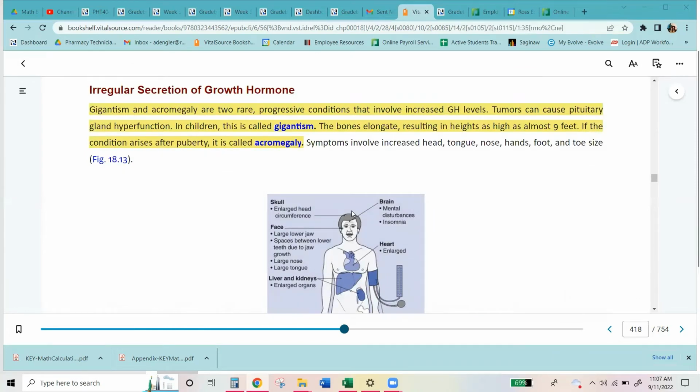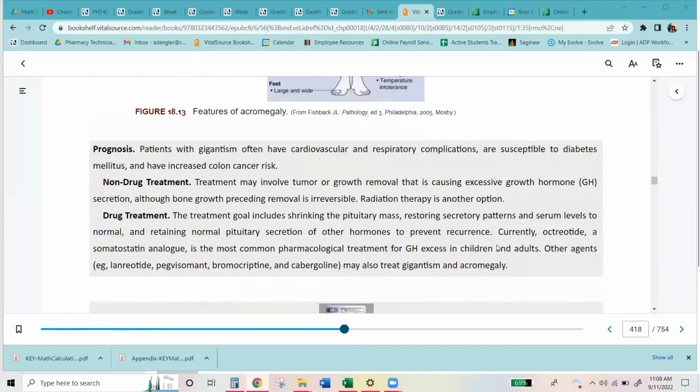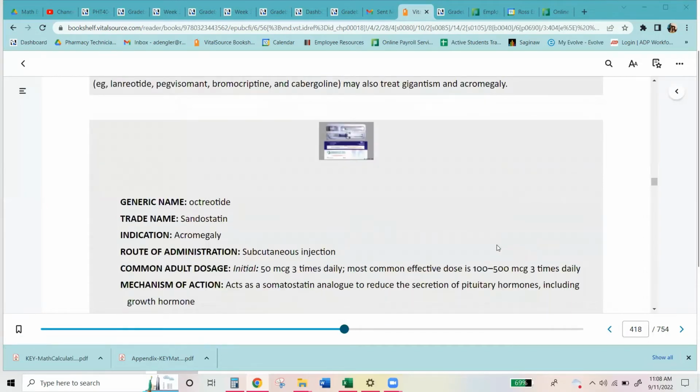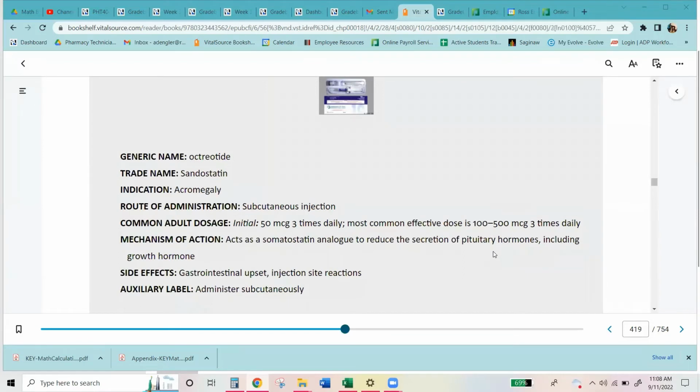Gigantism and acromegaly are two rare progressive conditions that involve increased GH levels. Tumors can cause pituitary gland hyperfunction. In children, this is called gigantism. The bones elongate, resulting in heights as high as almost 9 feet. If the condition arises after puberty, it is called acromegaly. And a medication that helps treat that is Sandostatin. It is a subcutaneous injection.